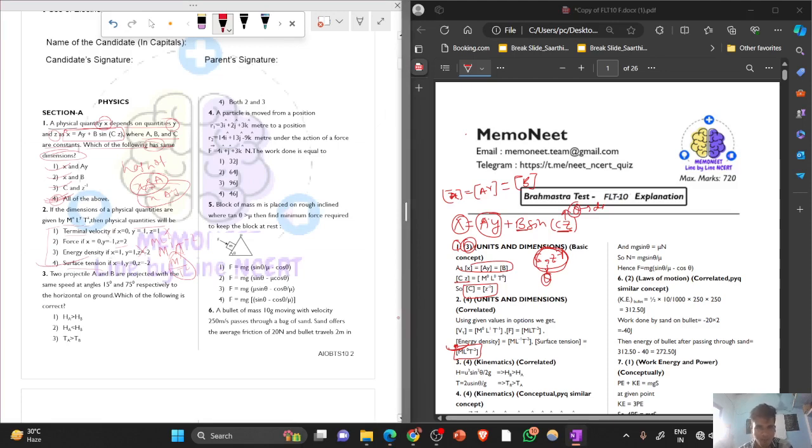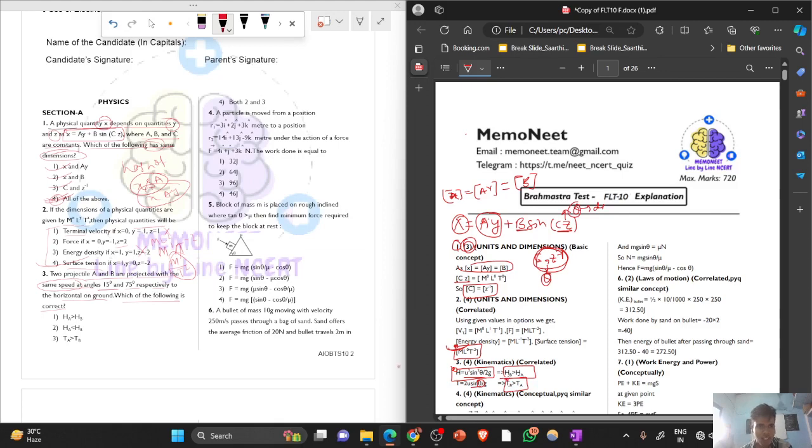Now moving ahead, two projectiles A and B are projected with the same speed. Speed is same, and the angles are this and this, respectively, with the horizontal. Which of the following is correct? Now moving to the solution, you know the maximum height. It is asking about the maximum height and the time period. Maximum height is given by this. So as the angle is more, the H will be more. So HB is greater than HA, and the time of flight is also given by this. It also depends on the angle. So the more the angle, the more the time of flight. So HB greater than HA, TB greater than TA.